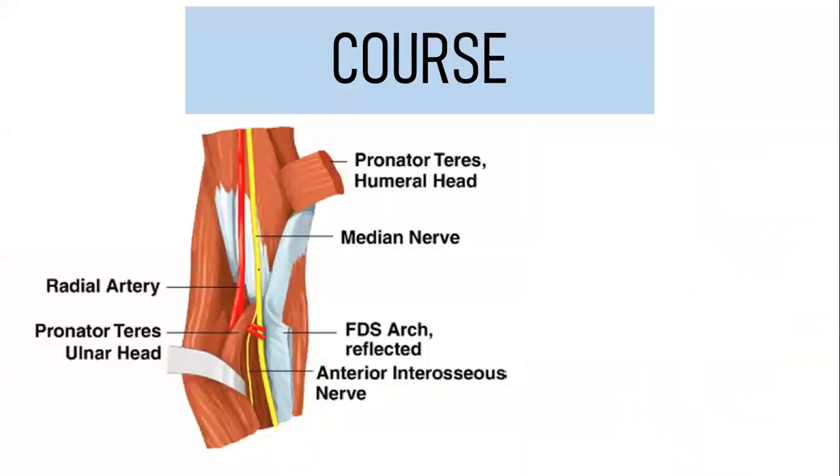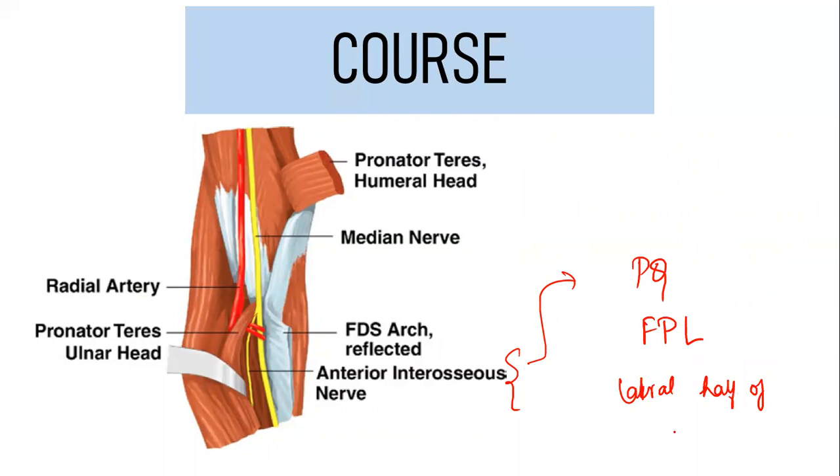Yes, what is the role of the anterior interosseous nerve? Just let's leave this part, just observe this. This is my anterior interosseous nerve, and what is it going to do? Yes, it is going to supply certain muscles. What are the muscles that it is going to supply? One is the pronator quadratus. Then it is going to supply flexor pollicis longus. Then it is going to supply the lateral half of FDP. What is FDP? Yes, it is flexor digitorum profundus.